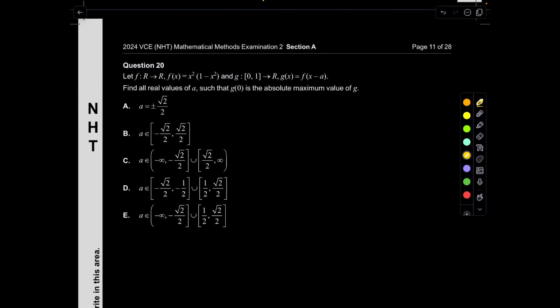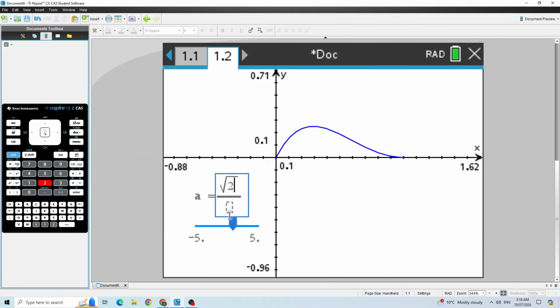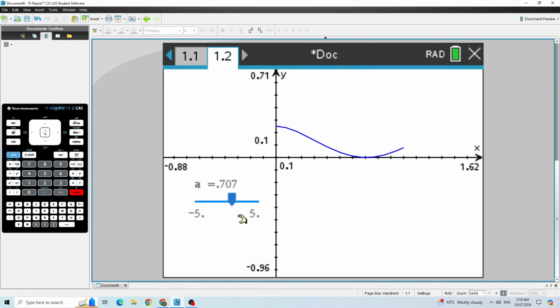So we're going to check the value where a is basically root 2, so root 2 and negative root 2. We're going to check if these give us that at g of 0, the y value is the highest, the maximum value. So let's sub it in our CAS. I'm going to try root 2 on 2 first, the positive. And this is perfect. You can see the maximum is actually at g of 0.